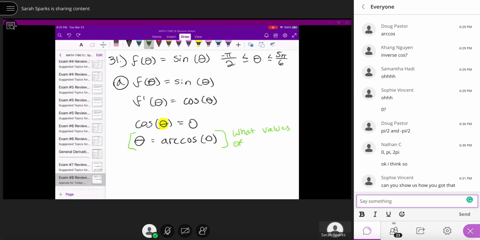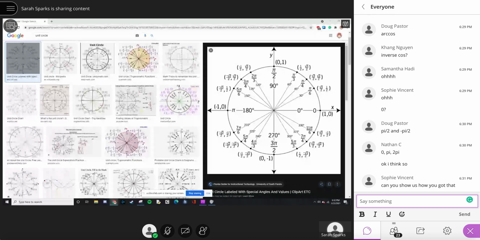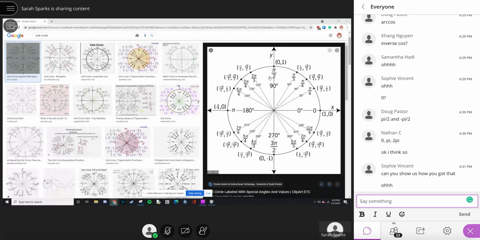Can I show you how I got that? Yeah. I'm just going to pull up a picture of the unit circle. Give me 2 seconds. So we know at 0, cosine is equal to 1 and sine is equal to 0, because it goes cosine, sine. So the arc cosine of 0 is going to equal pi over 2. Also, the arc cosine of 0 is going to equal 3 pi over 2.